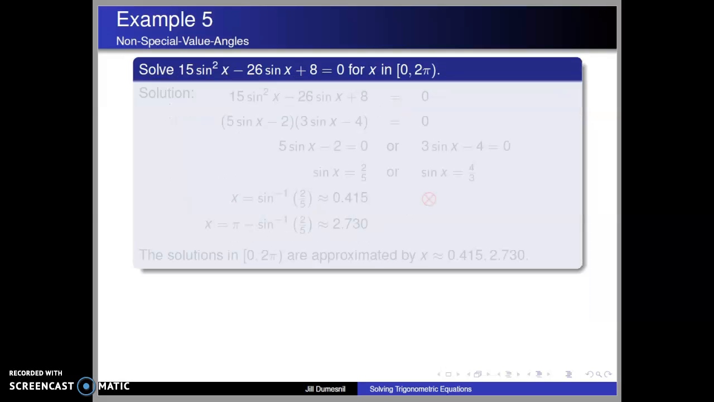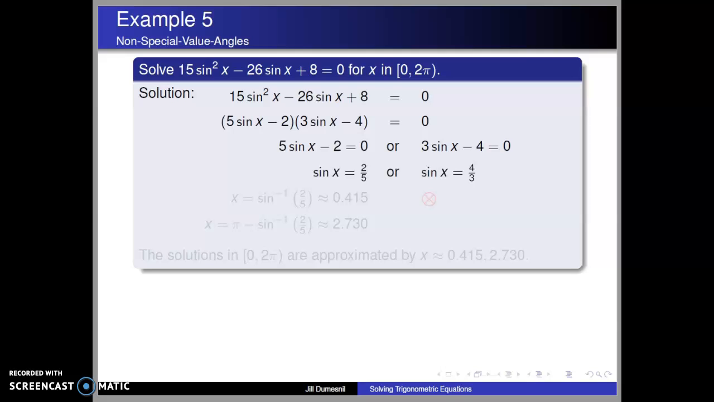For our last example, let's consider an equation in which the solutions are not special value angles. Let's solve the equation 15 sine squared x minus 26 sine x plus 8 equals 0 for x in the interval from 0 to 2 pi. This quadratic expression factors as 5 sine x minus 2 times 3 sine x minus 4. Thus we have a product equaling 0. Therefore, one of the factors must equal 0.